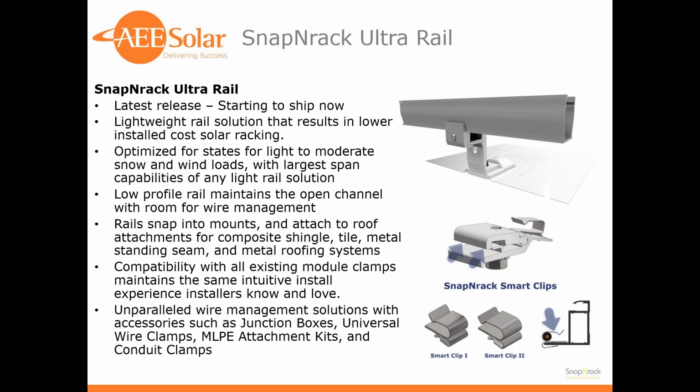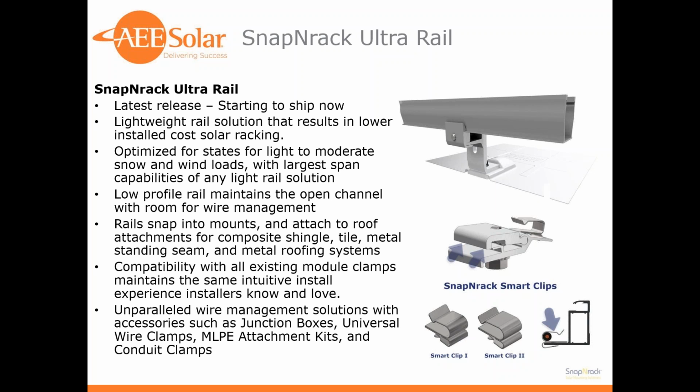We always still have Series 100 racking if we have a penetrating racking requirement for heavier snow and wind loads, or if you really want to maximize the attachment spacing. But we really see a lot of cost being driven out using the Ultra Rail. The advantage here is it uses all the standard Snap & Rack mid and end clamps. All the roof attachments stay the same. It's just the rail and the attachment L-foot that is changing.